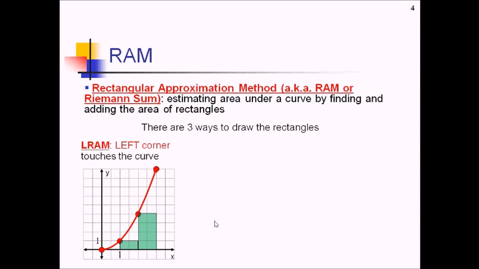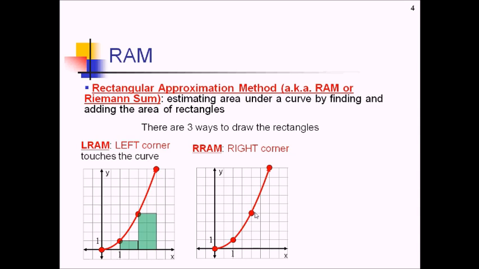So there's another method, RRAM, where we use the right corner of the rectangles to touch. And by the way, LRAM is not always going to fall short. It all depends on which way your curve is going. There are other curves where LRAM would give us too much. But let's look at RRAM for this one curve now.